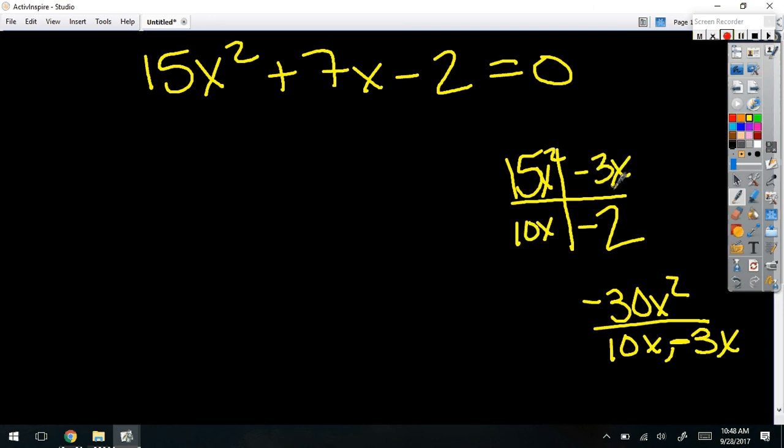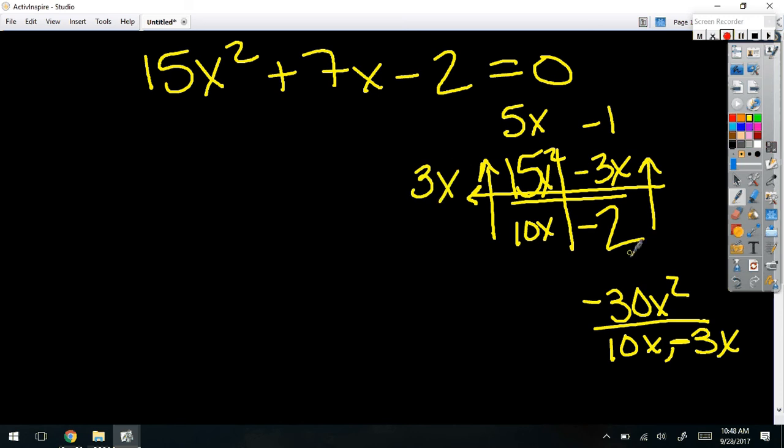1 times 30, 5 times 6, 10 times 3. And then which one of those would add up to the 7, okay? All right. Up and over. GCF here. 5. Here. Look again. Negative 1. Take the negative with it. How about here? Yes. 3x. And, well, I'm going to do positive because only one's negative.